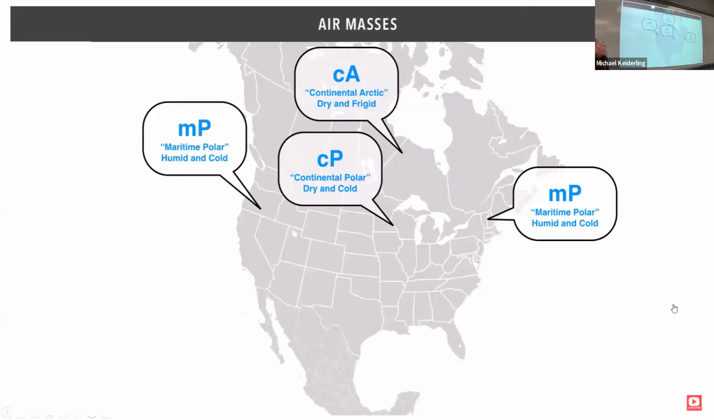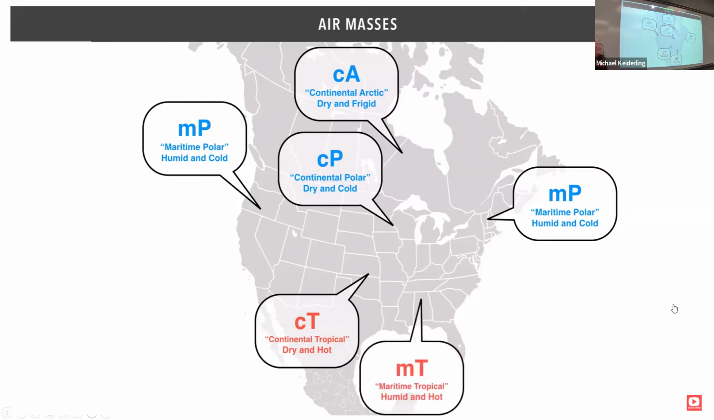Let's take a look at some of the warmer air masses that affect the United States, starting with the continental tropical, or CT, air masses that move northeastern from Mexico. These air masses are very dry and very hot, and have a major impact on the climates of Texas and Oklahoma. We also have maritime tropical, humid, hot air masses that affect the United States. The major source of these air masses is the Gulf of Mexico and the South Atlantic Ocean.